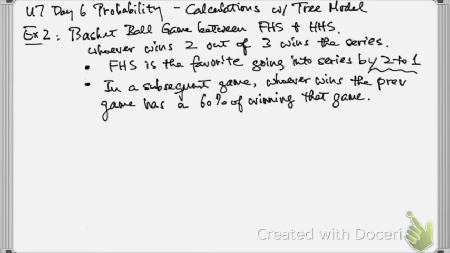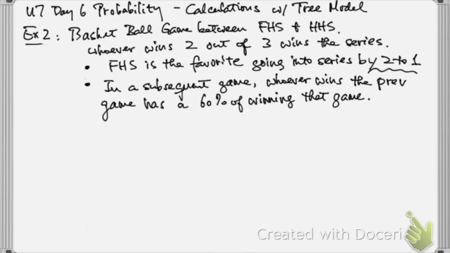Okay, a couple more facts. Fremont High School is clearly the favorite going into the series, favored by a 2-to-1 margin. And also, once the series gets going, for subsequent games, whoever wins the previous game would have a higher chance of winning that game. Which kind of makes sense, you have the momentum, you're playing with more confidence. So let's say instead of 50-50, it's going to be 60-40.